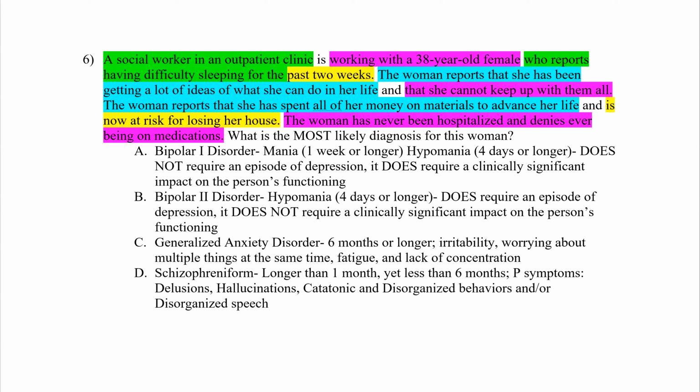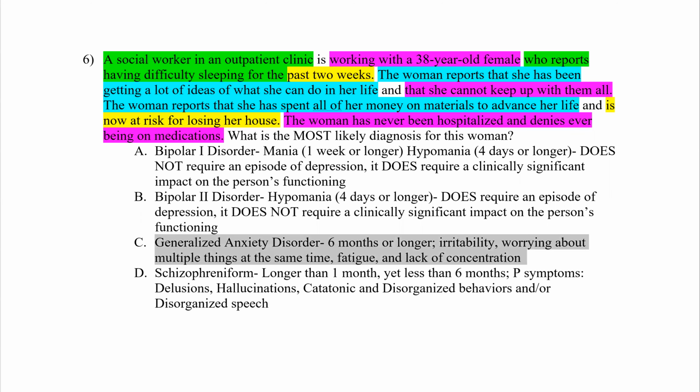So quick review: social worker, outpatient clinic, 38-year-old female, reports having difficulty sleeping for the past 2 weeks. The woman reports that she's been getting a lot of ideas that she can do in her life. She cannot keep up with all of them. She spends all of the money that she has. Now she's at risk of being homeless or losing her house, and she's never been hospitalized and denies ever being on medications. So keep all that in mind as we go through each answer choice.